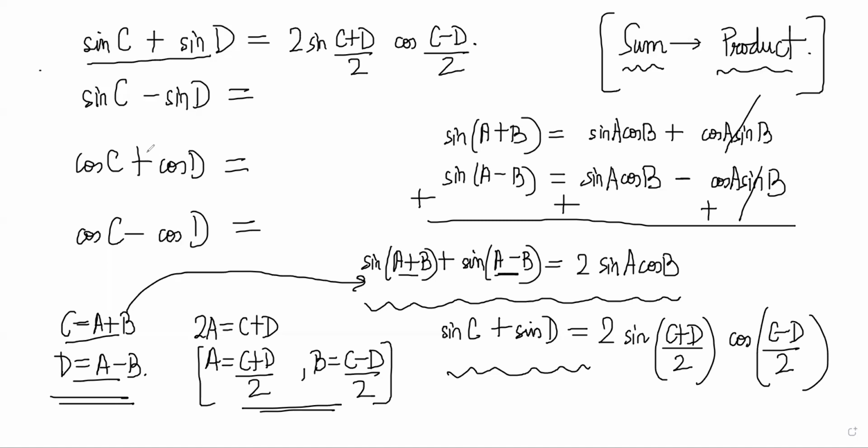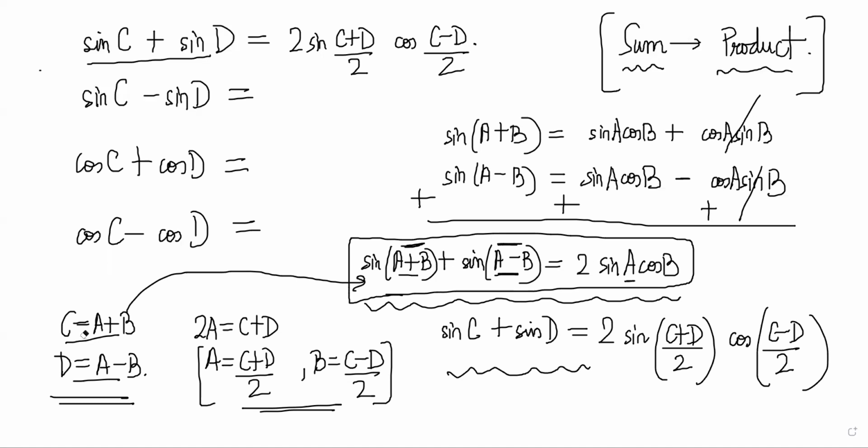Are you understanding what is happening? How did we do it? We did it in an indirect way. We first took the basic sin(A plus B) and sin(A minus B), added them, and we got this. And now I know that I need sine something plus sine something, so let's call this C and this D. As soon as you do that, you get A is (C plus D) by 2 and B is (C minus D) by 2, and then we get our formula.